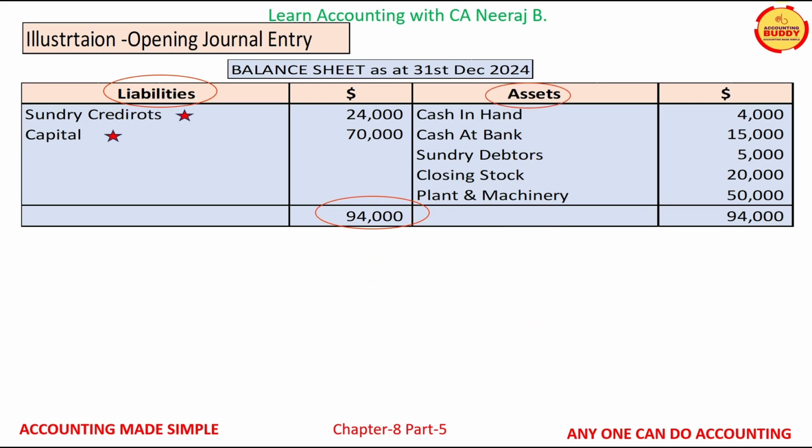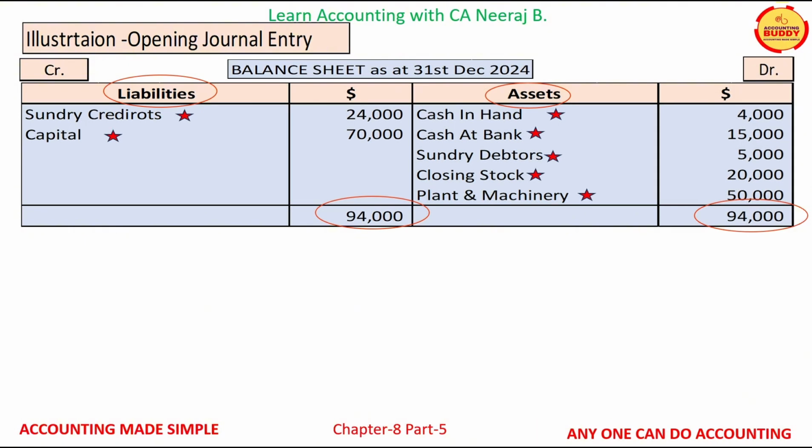On the asset side, we have closing balances of cash in hand $4,000, cash at bank $15,000, sundry debtors $5,000, closing stock of $20,000, and plant and machinery of $50,000, making a total of $94,000 on the asset side. Accounts appearing on the liability side of the balance sheet have credit balance and accounts appearing on the asset side have debit balance.